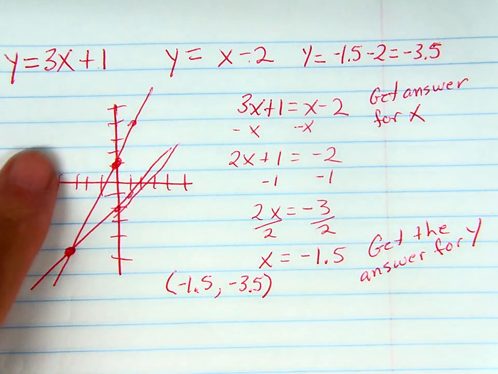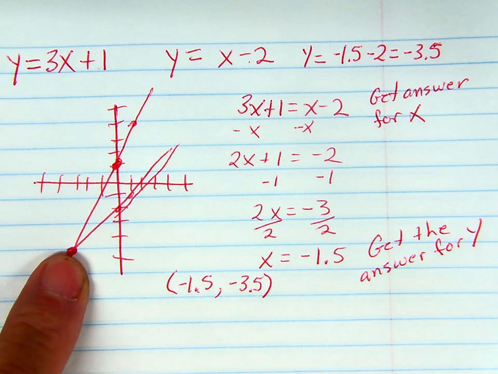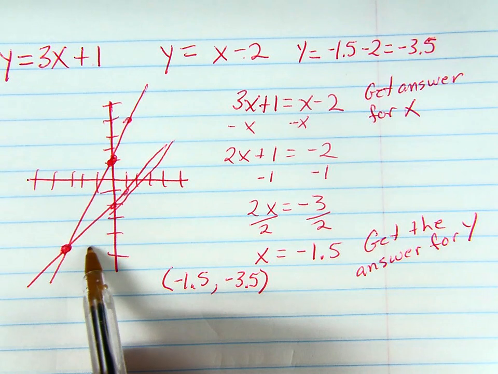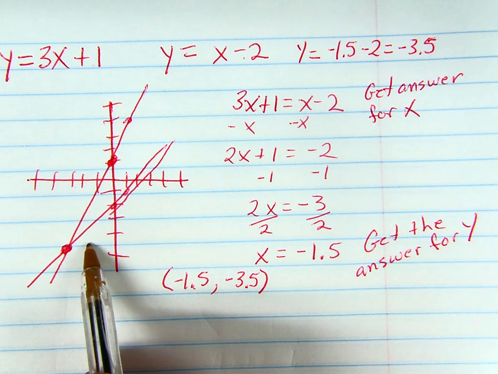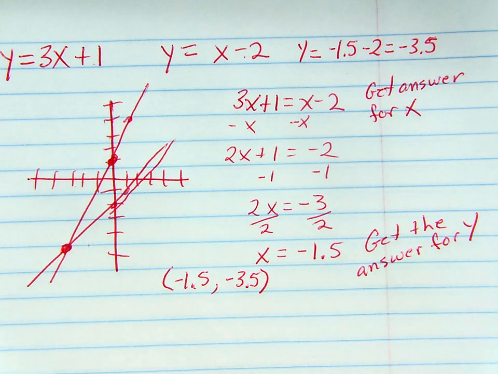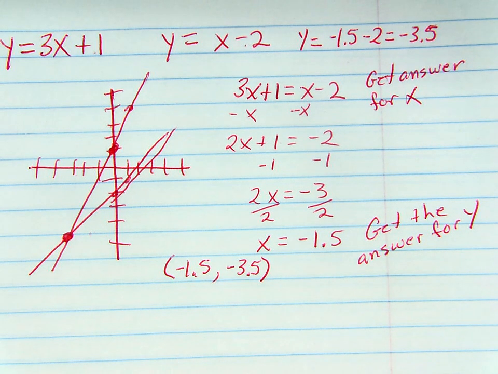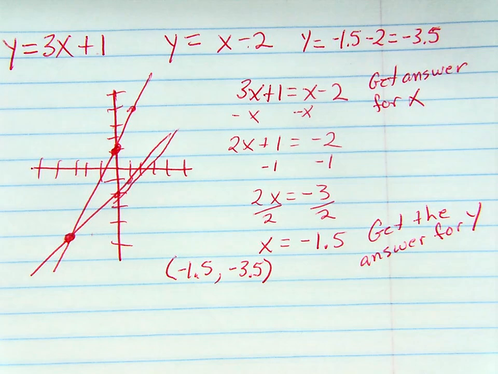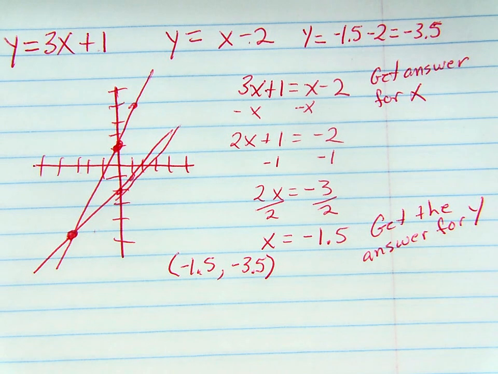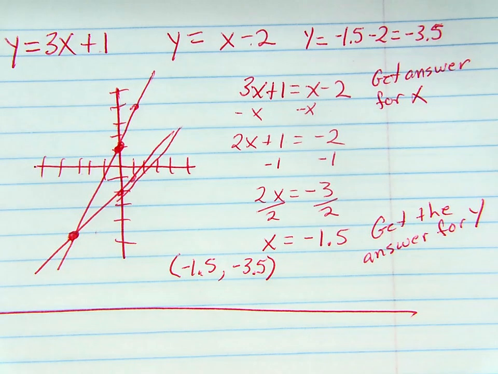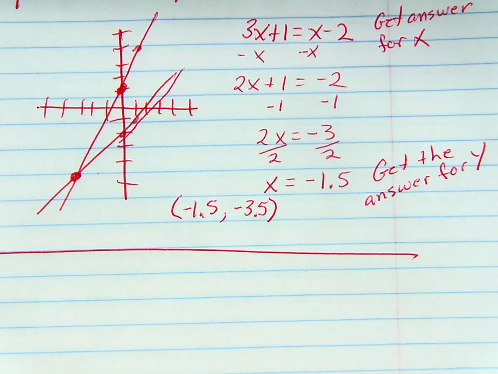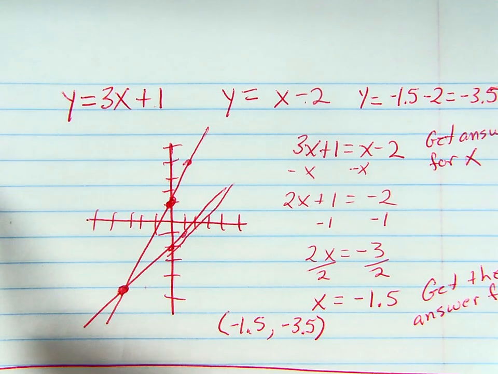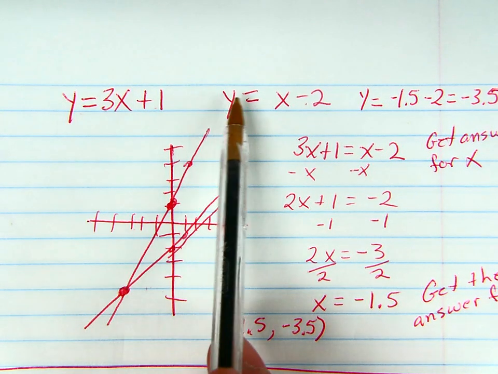If I had drawn my coordinate system a little bit better and drew my lines better, then this point would have ended up about right here, and we would have just been able to take it off the grid. If you don't use the calculator and y equals, then you either have to do this or this, and either way will get you the answer. I kind of like this way. That is when both equations start out with y equals.